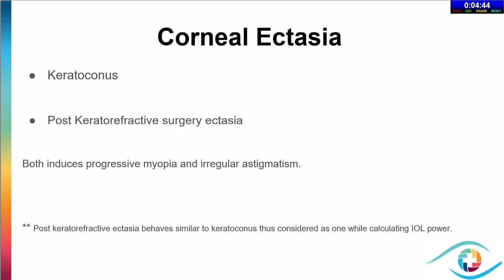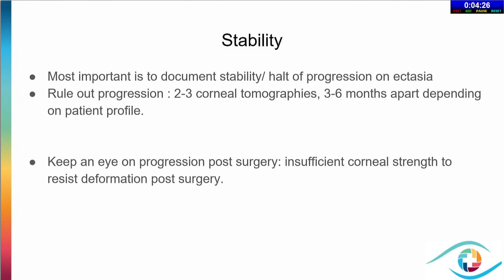Now, while planning cataract surgery, it is very important that we document stability in these conditions. Two to three corneal tomographies, three to six months apart, depending on the patient profile, should be documented, and non-progression or halt of progression should be there. Also, it is important to keep an eye on progression post-surgery, because these corneas do not have enough strength to resist the deformation which happens after cataract surgery or any kind of surgery.